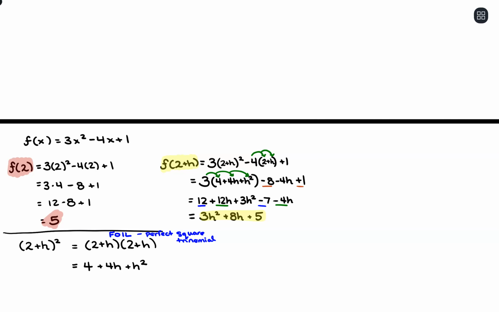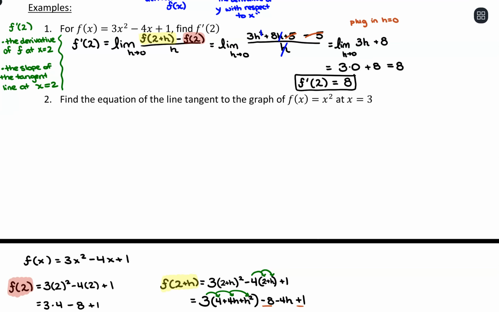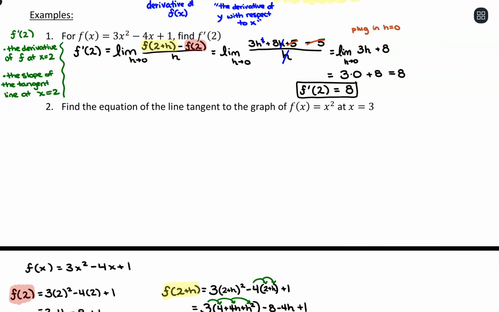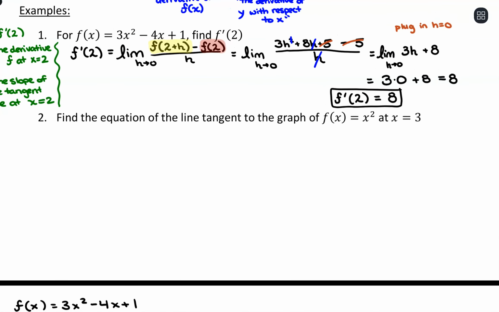Okay, I know this video is getting long, but I'm going to go through another example, and this one's a lot simpler. Still steps to do, but it's a simpler function to work with. We want to find the equation of the line tangent to the graph of f of x equals x squared at x equals 3. So we want the equation of the tangent line, so we want to end up with y equals mx plus b.